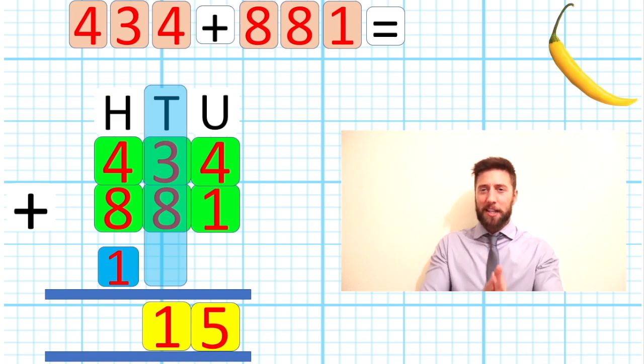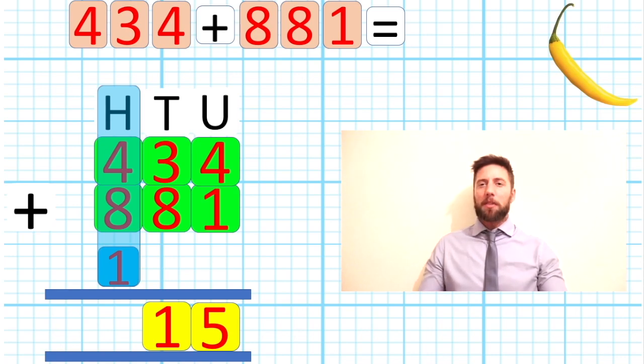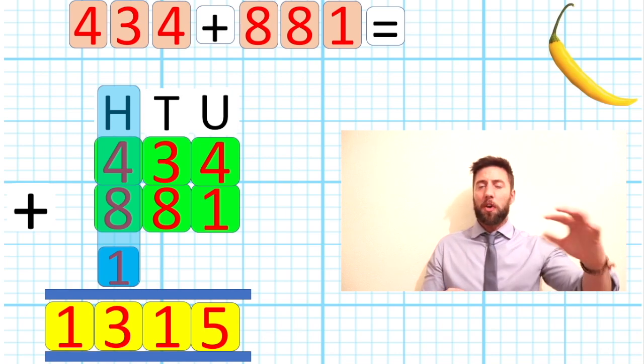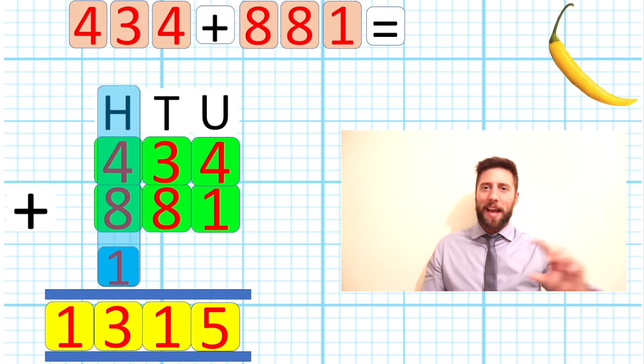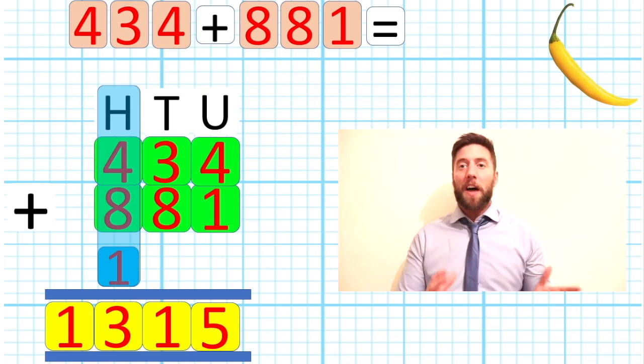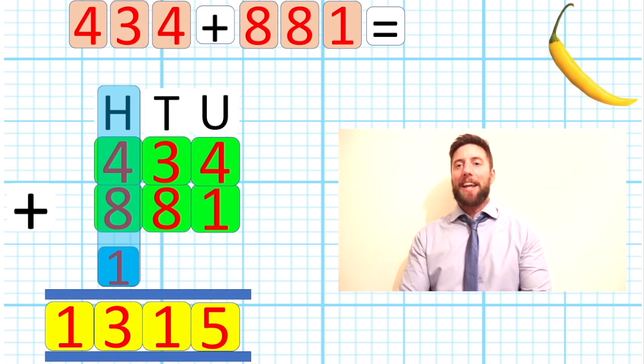I've got a 4, an 8 and a 1. Add them all together, gives me 13. So again, gives me a 2-digit answer. But different again, we have no further question. We don't have a 1,000 column ready, so we can just put our full answer in there. Put the 13 straight into our answer. A 1 in our 1,000, a 3 in our 100, leaves us with a grand total of 1,315.